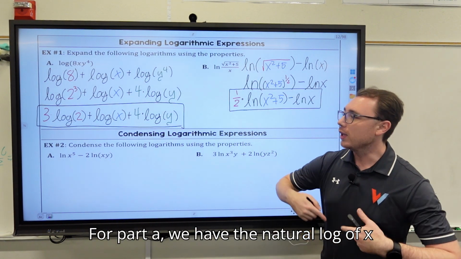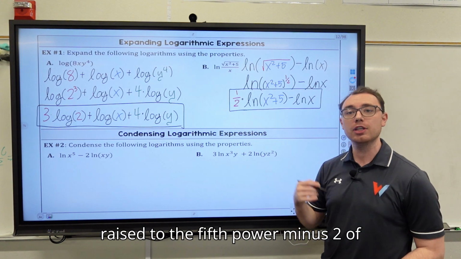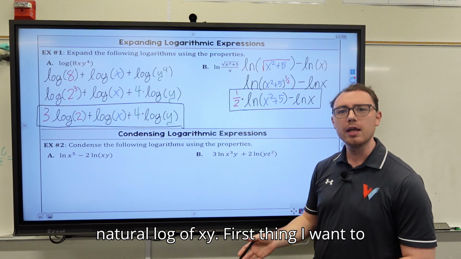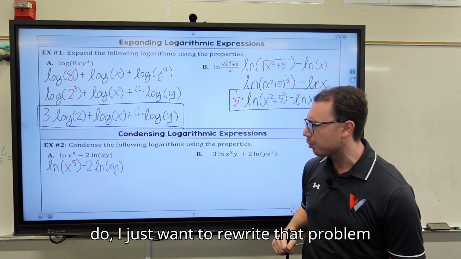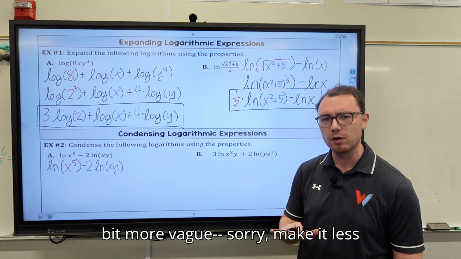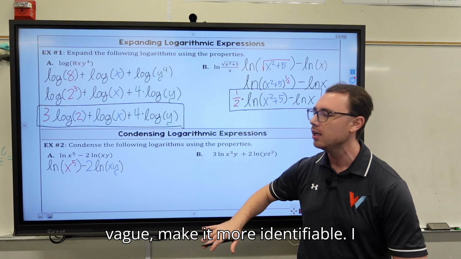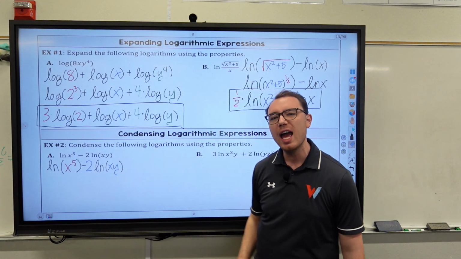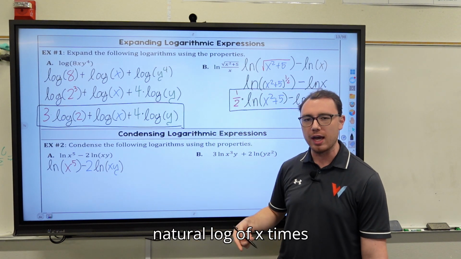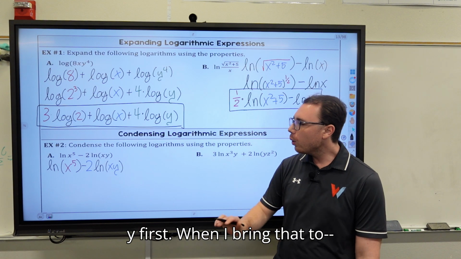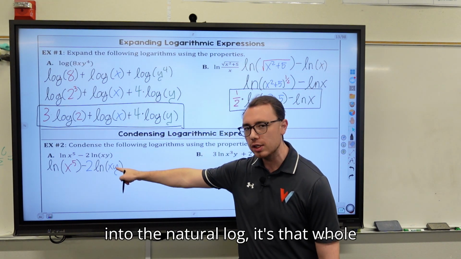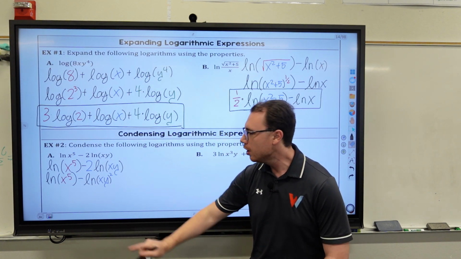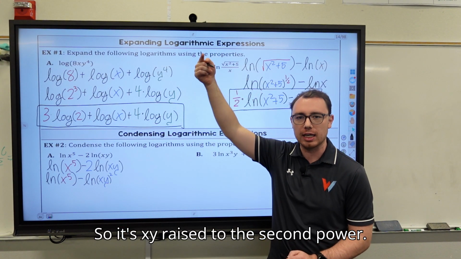For part A, we have the natural log of x raised to the 5th power minus 2 times the natural log of xy. First thing I want to do is rewrite that problem, making the colors more identifiable. I actually want to take care of this 2 natural log of x times y first. When I bring that 2 into the natural log, it's that whole thing being raised to the 2nd power. So it's xy raised to the 2nd power.